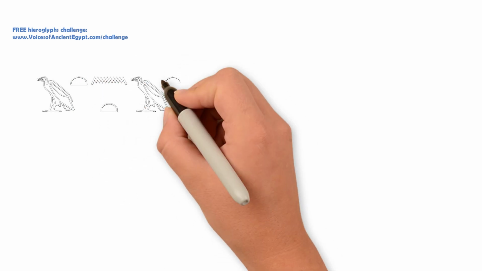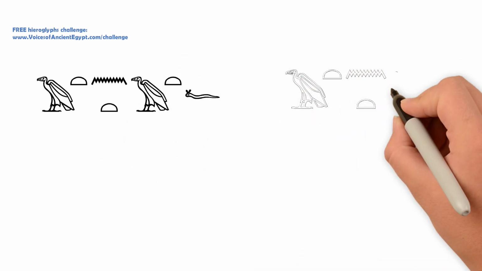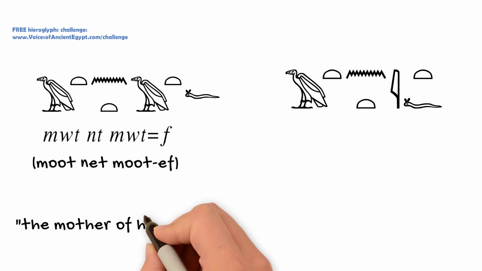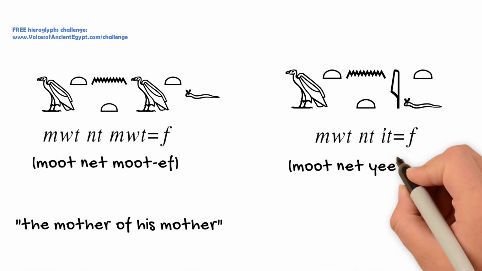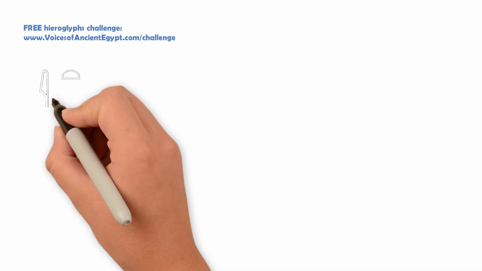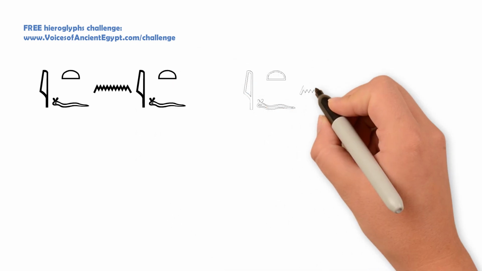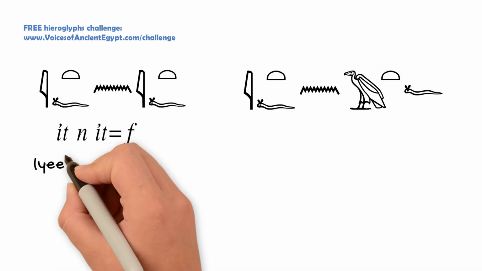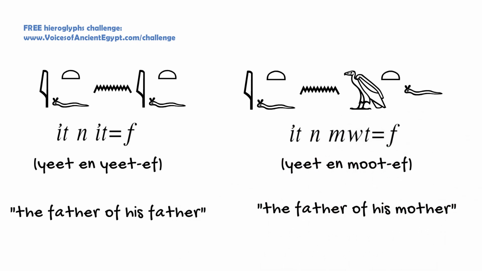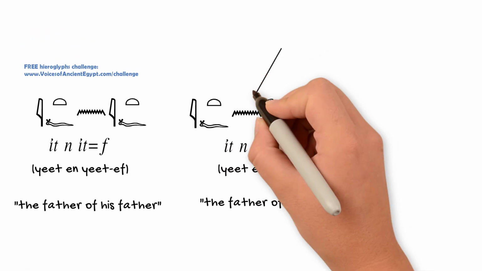So in that other way of writing grandmother and grandfather, this is what they would do. They would label a grandmother as the mother of his mother, or the mother of his father, or in Egyptian, mut-net mut-f, or mut-net et-f. And for a grandfather, they would do basically the same thing. They would write the father of his mother, or the father of his father. That is yit-en mut-f, or yit-en yit-f. And sometimes they'll leave the ends out on these, though, as well.